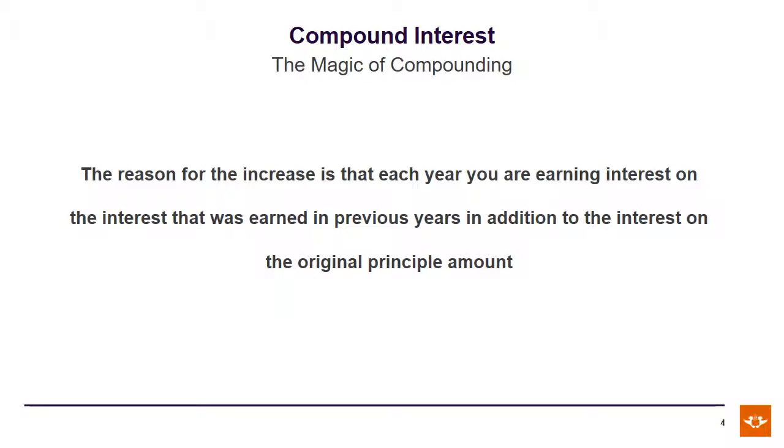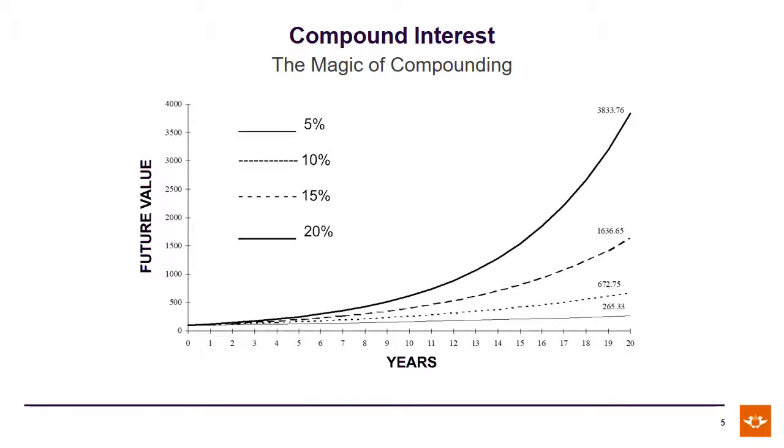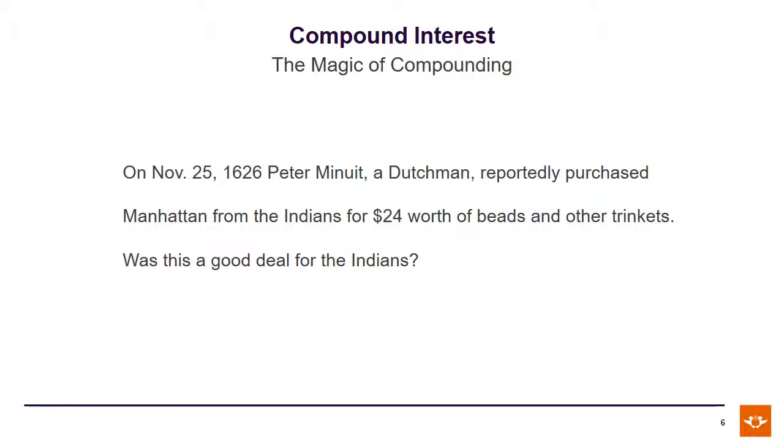So what this graph demonstrates is that the future value of your investment increases more significantly as the interest rate increases. If you look at the graph, they start to diverge quite significantly. If you start with 100 Rand and you only earn 5%, after 20 years you'll have 265 Rand. But if you earn 20% per annum, you will end up with 3,800 Rand. And that's the magic of compounding.